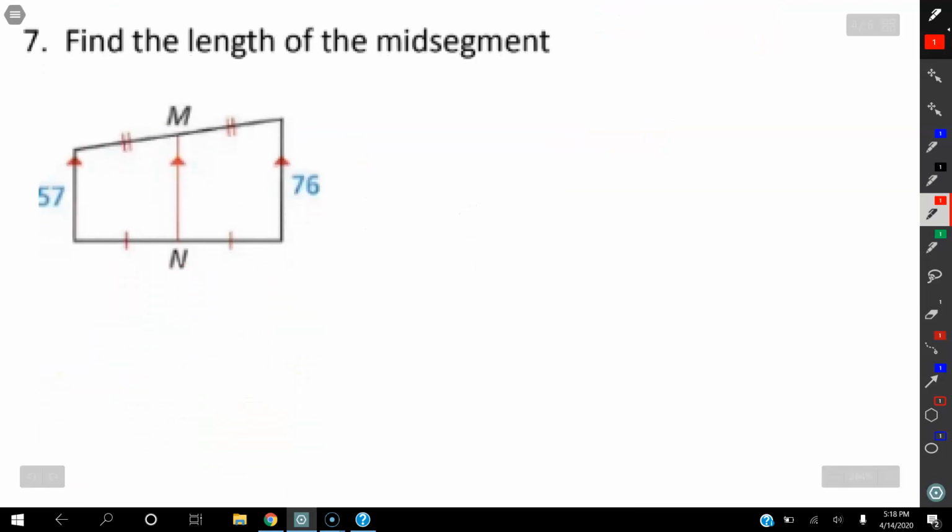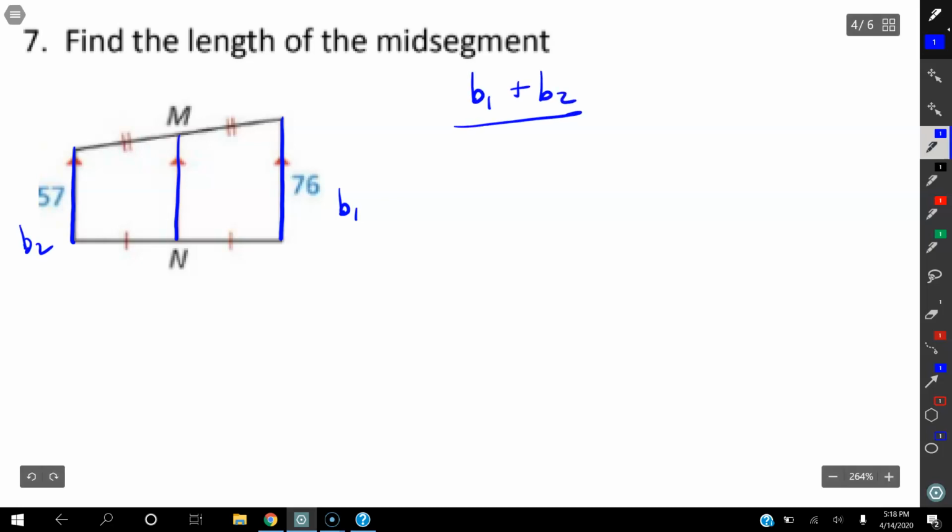Number 7, find the length of the mid-segment. So we have a mid-segment formula. That basically the mid-segment is the average of the two bases. So we have a long base, call this base number 1. And we have a shorter base, call this base number 2. And if we want to find the average of the two bases, basically you add them up and you chop it in half. So we have 76.